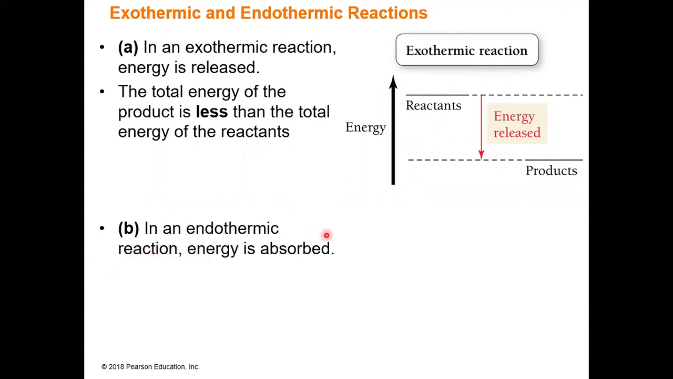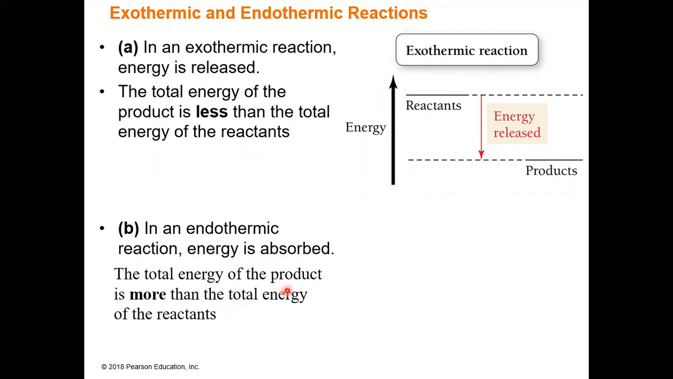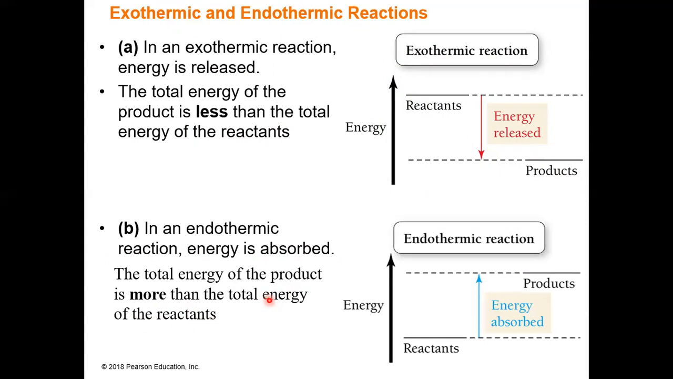In an endothermic reaction, energy is absorbed. The total energy of the product is more than the total energy of the reactant. So where does that extra energy of the product come from? It comes from absorbing from the environment. We use an energy diagram again; going up, energy increases. We're starting with reactants with lower energy and ending with products with high energy. So where does the high energy in the product come from? It's absorbed from another place. We call it the environment.